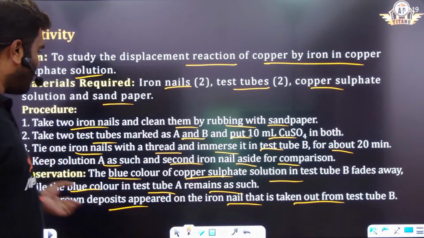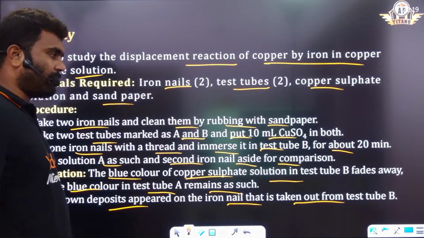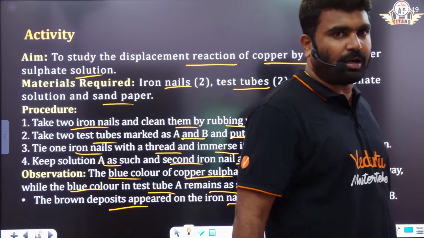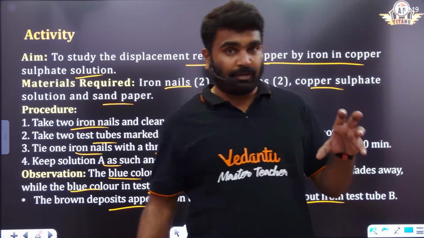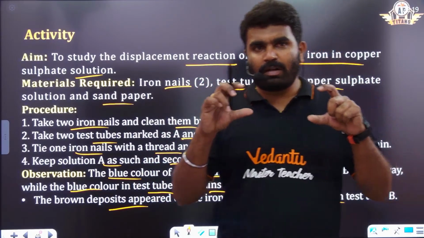Okay, so here what we do is, the color of the copper sulfate solution in test tube B, we take the color of the copper sulfate solution in another test tube. If we compare both the solutions, what is happening here?